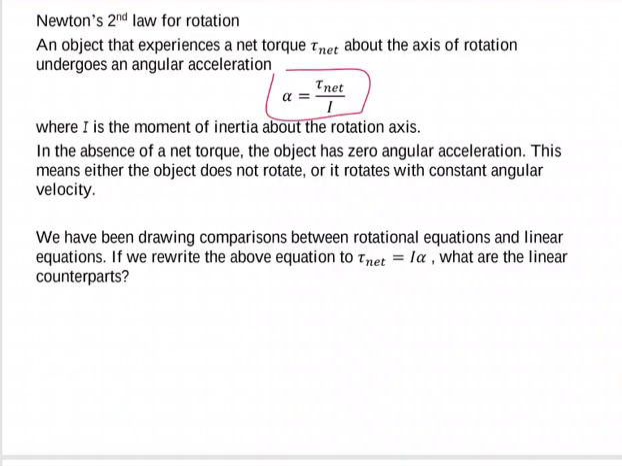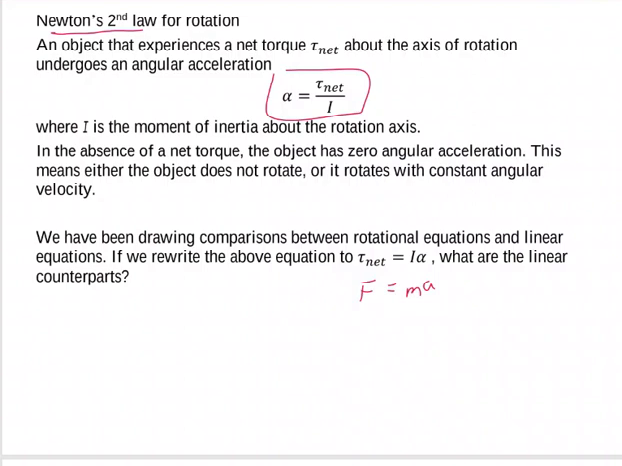what are the linear counterparts? The hint is that we're talking about Newton's second law, but it's for rotation. So it would be like F equals ma. Yeah, this is F equals ma, but for rotation. This is your F. Alpha is the acceleration counterpart. So what's moment of inertia? It's the mass counterpart. Okay? So moment of inertia is just the mass counterpart in rotation.